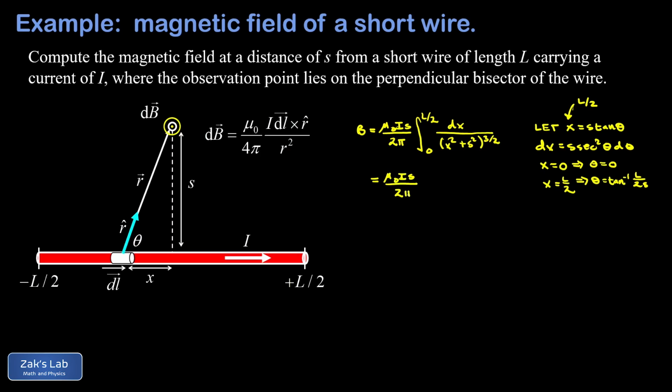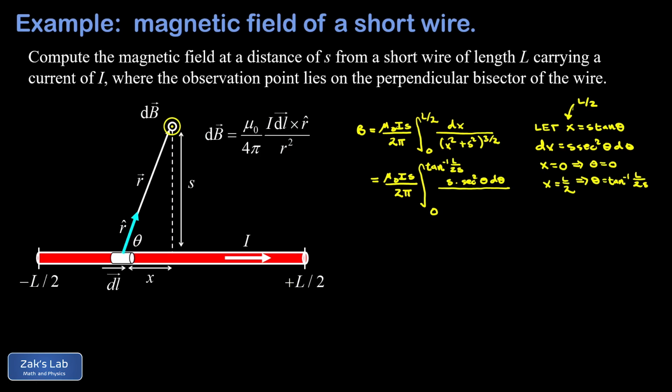Mu naught is over 2 pi. Now my new limits of integration are going to be 0 to this unfortunately complicated upper limit, inverse tangent L over 2s. And then I replace my dx with s times secant squared theta d theta. And in my denominator, I end up with an s squared tangent squared theta plus another s squared inside this thing that's raised to the 3/2 power.